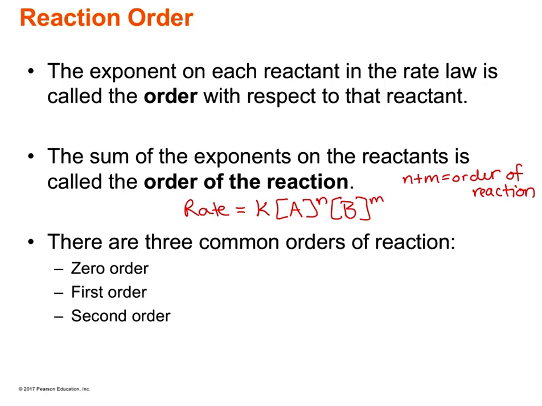So there are three common orders of reaction. There's zero order, first order, and second order. So for zero order, n would equal 0. For first order, n equals 1. And second order, n equals 2. And here again, we're just assuming we have one reactant.